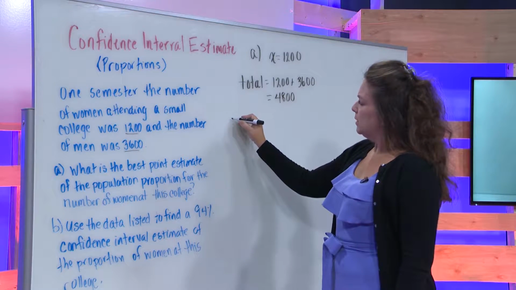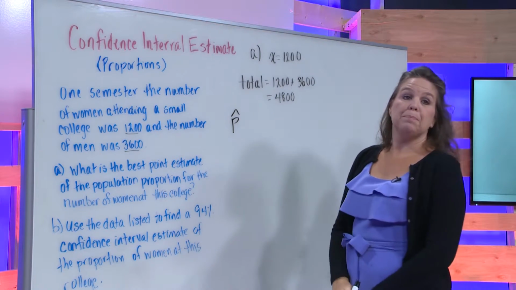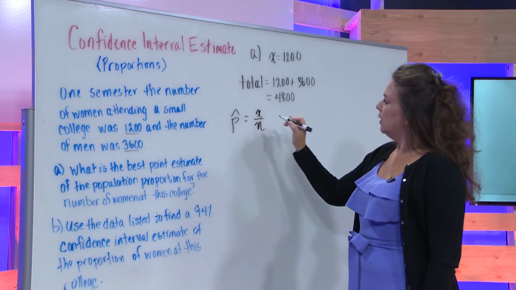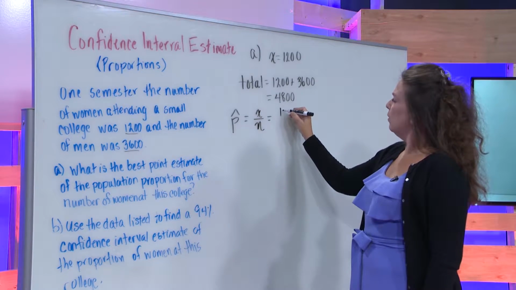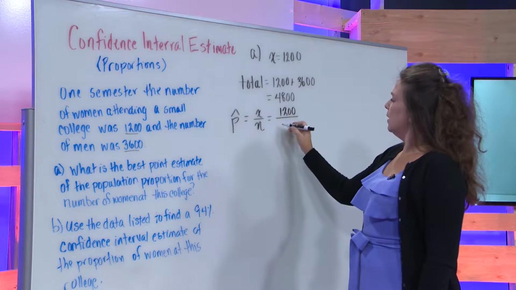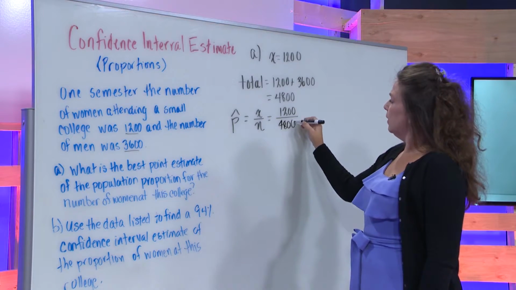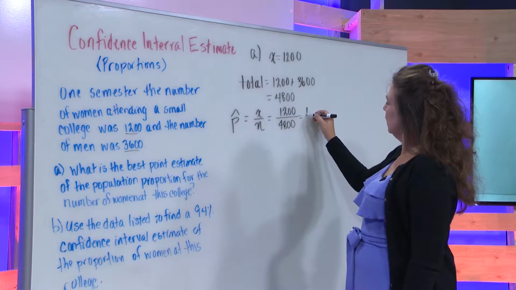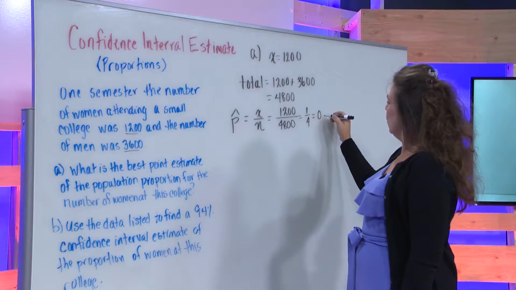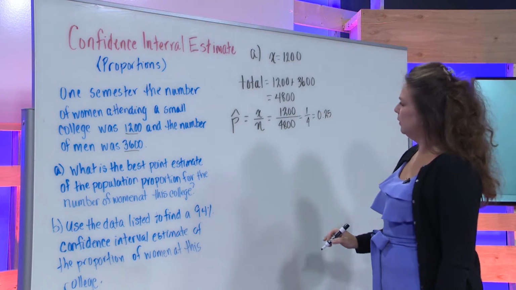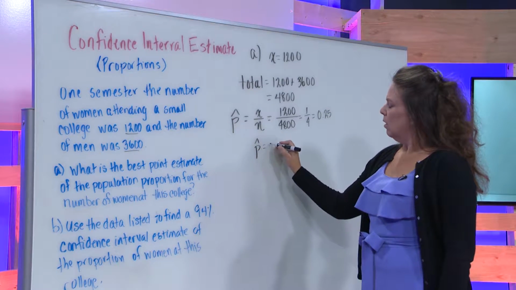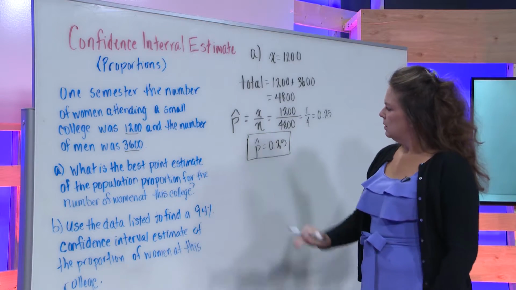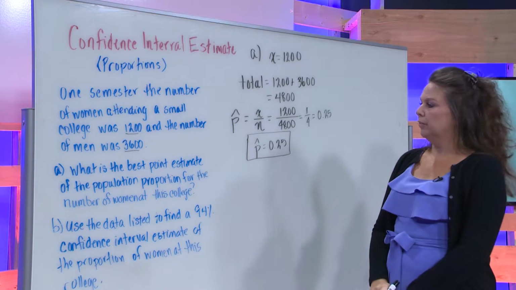So our best point estimate, which I'm going to label as P hat, is equal to X divided by N. That is the number of women divided by the total number of students this semester at this specific college. If we simplify this, it gives us 1/4 or 0.25. So for part A, our best point estimate is P hat equal to 0.25.